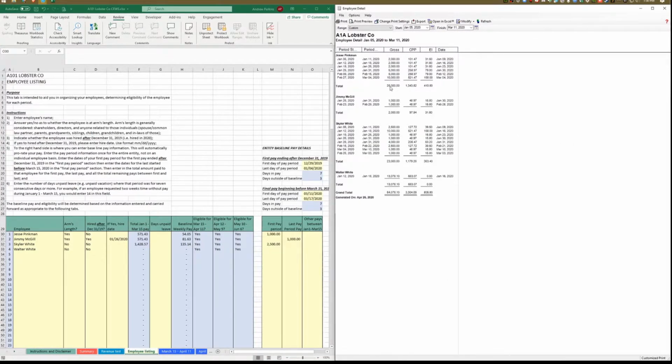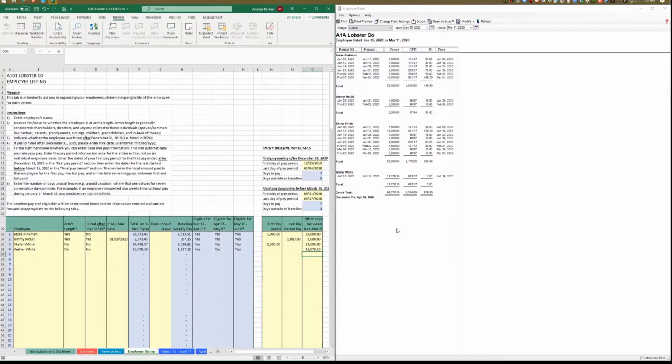Here's what we come up with. So we see during this time, Jesse was paid $26,000. Jimmy was paid $2,000. Skylar was paid $23,000. And Walter took one paycheck of $13,078.10.